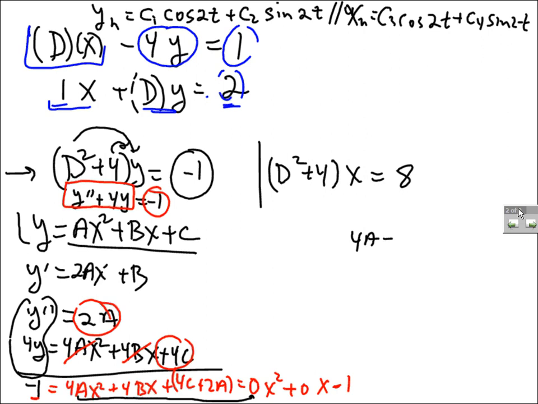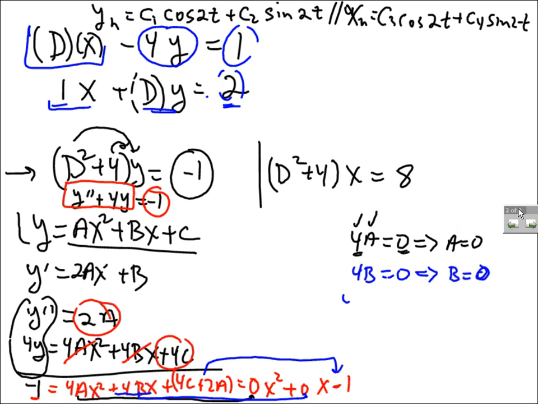4 times a is 0. Well, I know one thing. If you multiply two numbers and you get 0, one of them is 0. And it isn't the 4. So it must be the a. And the 4b must equal 0. 4 times b is 0. For the reason above, b must be 0.